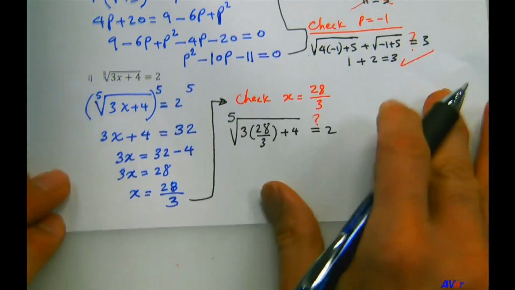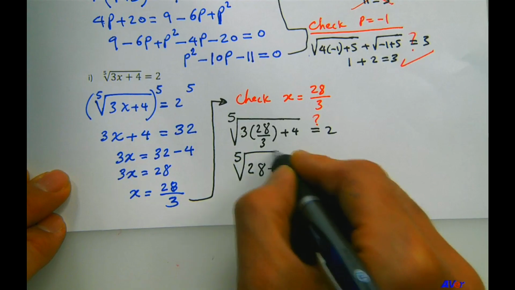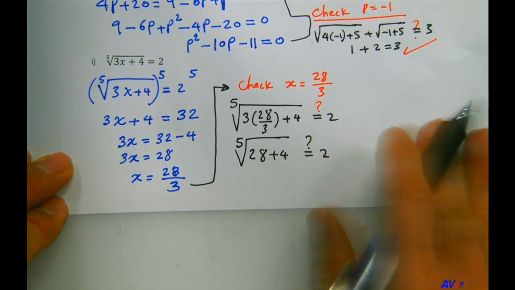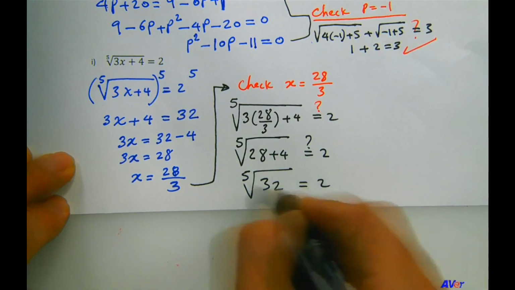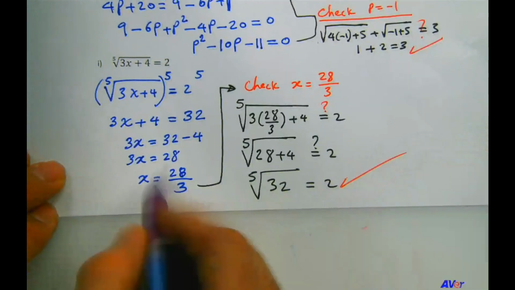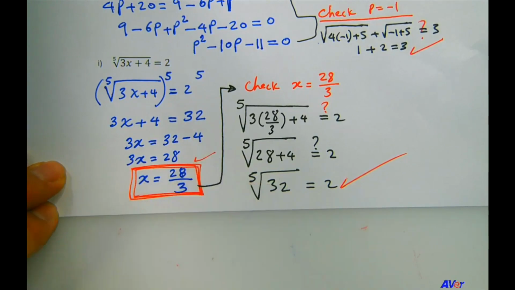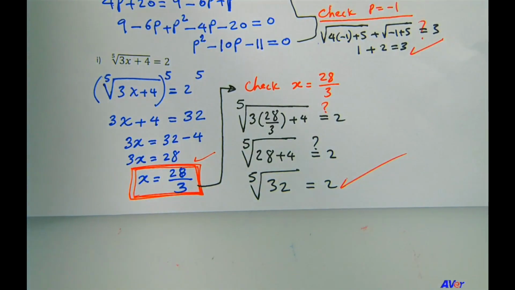So we end up with fifth root of 28 plus 4, and we wonder if that is equal to 2, but that is fifth root of 32, right? Fifth root of 32 is in fact equal to 2. So x equals 28 over 3 checked out, and it's an acceptable answer. Okay? I hope this agrees with the solution you wrote down on your own paper.